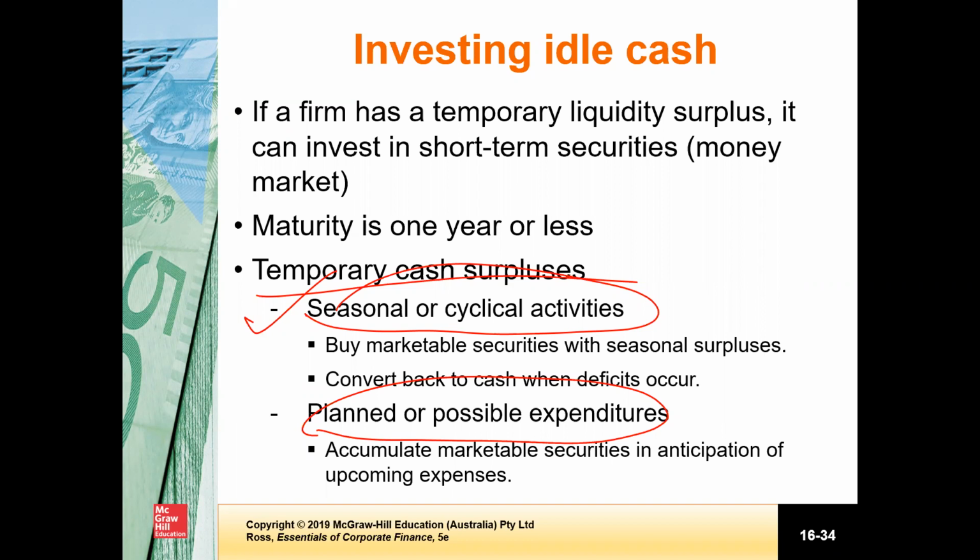Also, firms may face the possibility of having to make a large cash outlay. An obvious example would be the possibility of losing a large lawsuit. Firms may build up cash surpluses against such contingencies.